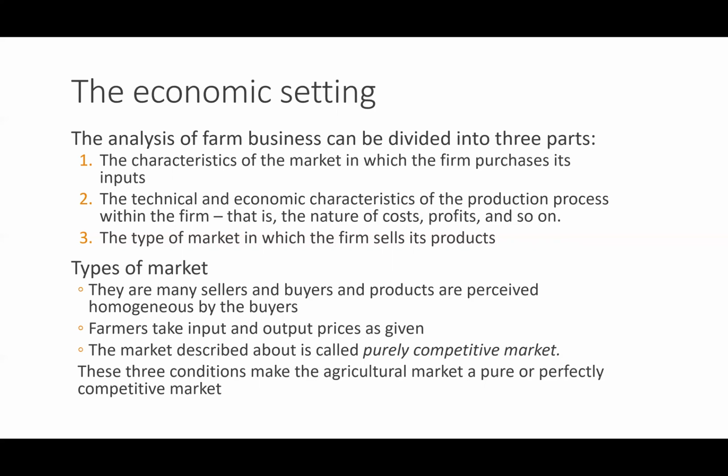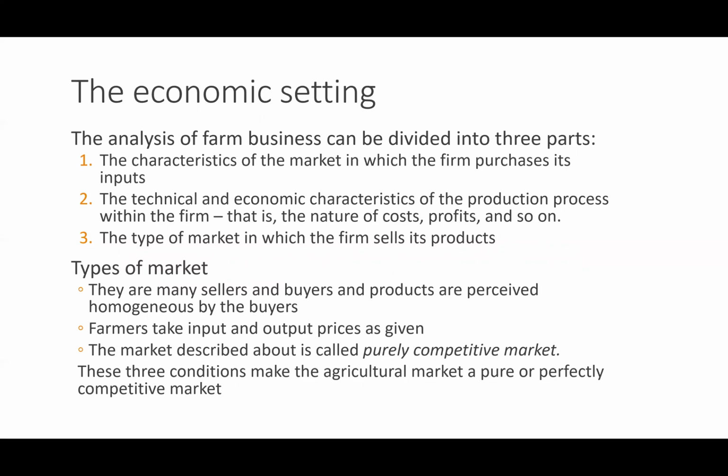The second is the technology and economic characteristics of a production process within the firm. We look at the nature of costs within the firm, the profit, and so on. The nature of cost will be different from farm to farm. Some farms will have a high cost of land. Some farmers inherit the land and don't have to pay any mortgage on the land. How can all those aspects affect ultimate profitability?